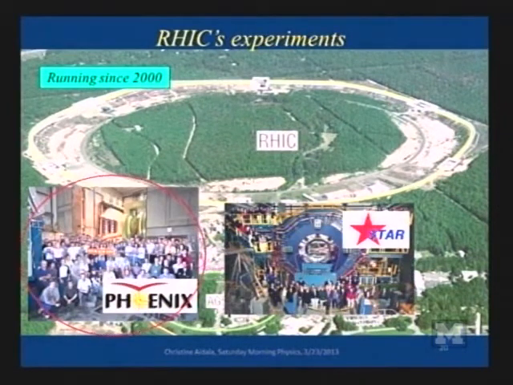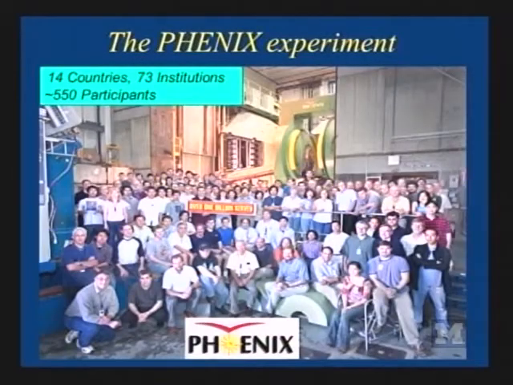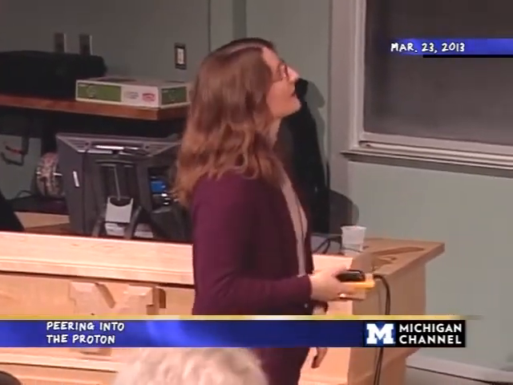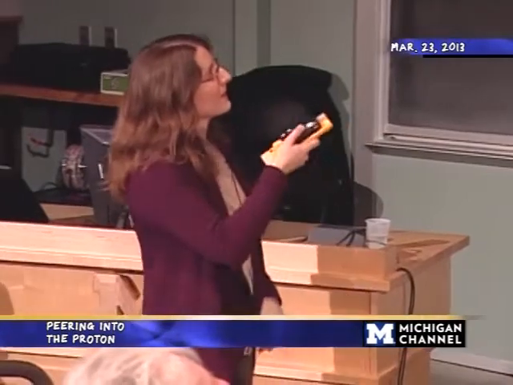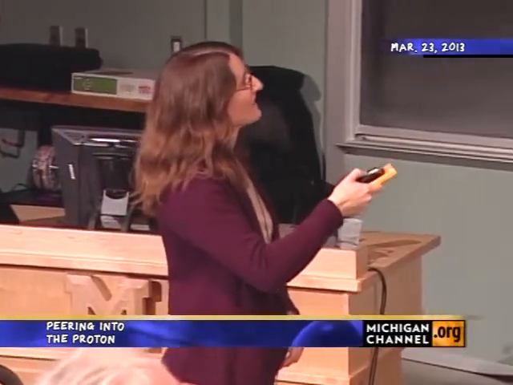So there are two big experiments at this facility called PHENIX and STAR. And my experiment is called PHENIX. So it's about 550 people, 550 of us working together from 73 institutions, so the University of Michigan is one of them, since I joined the department here in the fall. And we're from 14 different countries, or 14 institutions from 14 different countries are official members of this experiment. You can see a collaboration photo. Not everybody's there, but I'm in the middle there holding the sign.